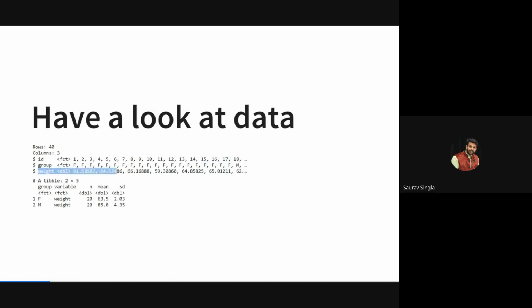In the next column there is weight. This is the weight of the individuals. Okay, it is visible, right?